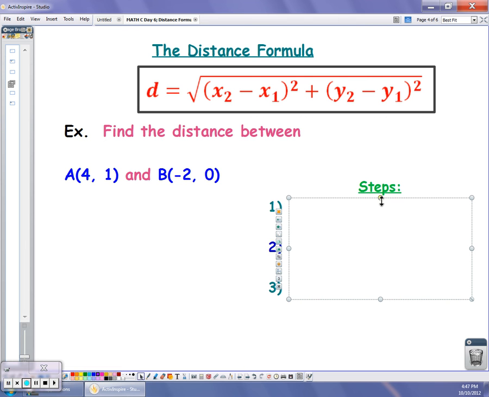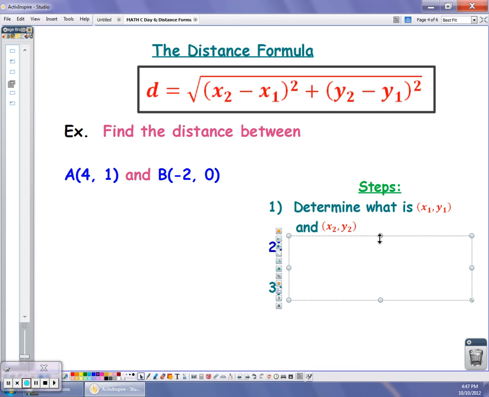We're going to follow three easy steps. The first step says to determine what is x1 and y1 and x2 and y2. Well, we do know every ordered pair has an x and y, so we'll call our first ordered pair A, x1 and y1. We'll call our second ordered pair B, x2, y2.